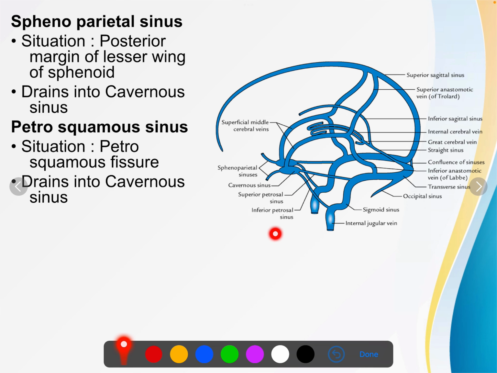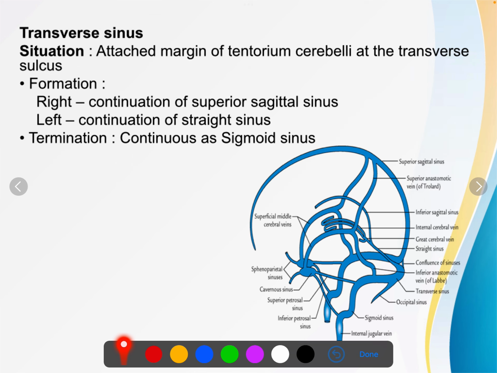The next one, that is the sphenoparietal sinus that is situated on the posterior margin of the lesser wing of the sphenoid that also drains into the cavernous sinus. The next one is the petrosquamous sinus. The petrosquamous sinus is situated on the petrosquamous fissure that also drains into the cavernous sinus.